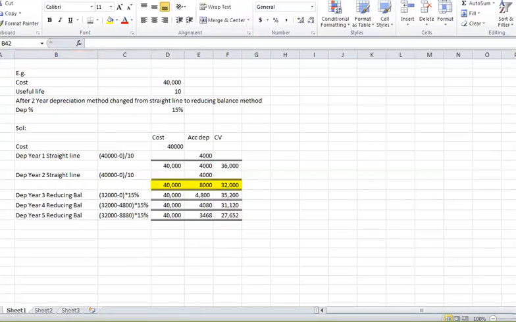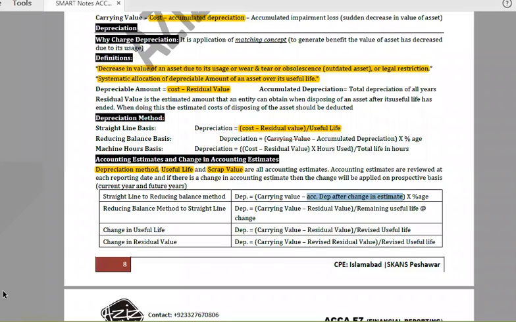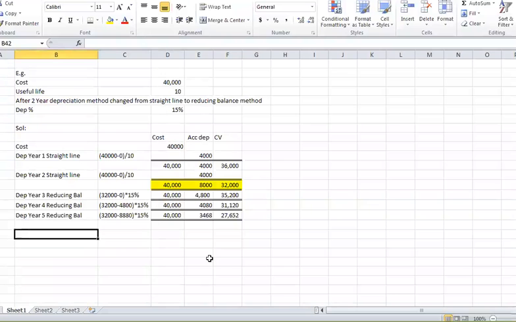So students, if you have any question, you can ask. In the same way, we can shift from reducing balance method to straight line basis method. So once again, if we are going to shift from reducing balance method to straight line basis method, we will use carrying value instead of cost in order to charge depreciation. Change in useful life. There may be change in useful life. So once again, things will remain same.